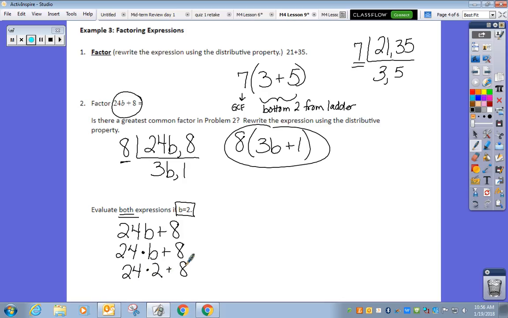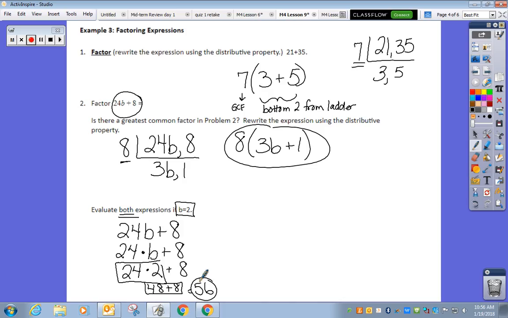And then I'm going to follow the order of operations. So I have multiplication and addition. I would do multiplication first to get 48 plus 8. Do 48 plus 8, and I'm going to have to write it over here because I'm out of room. And that gives me 56.